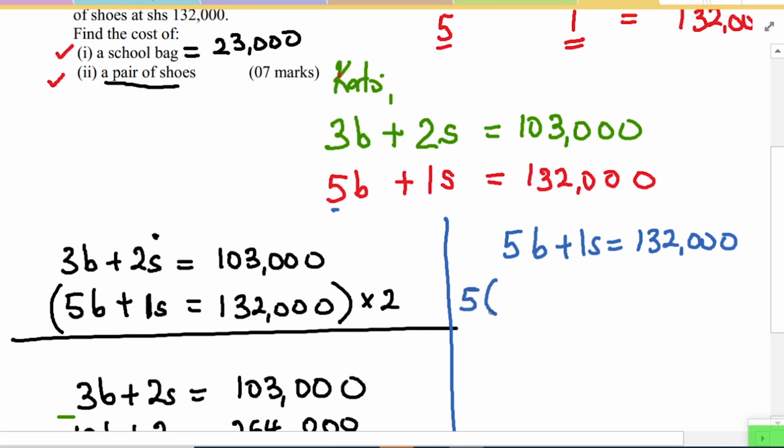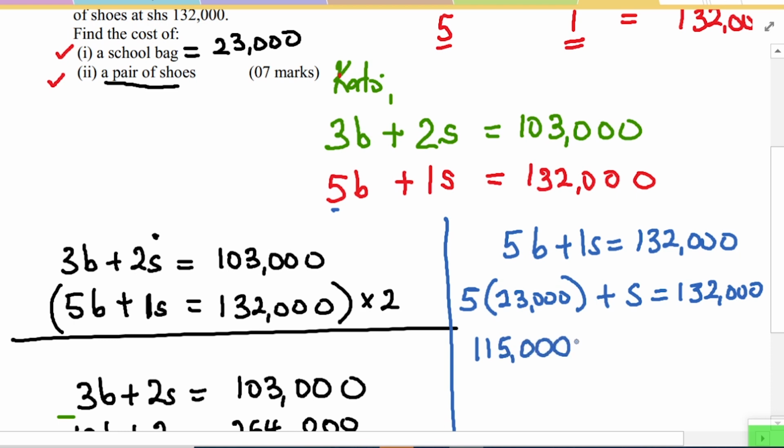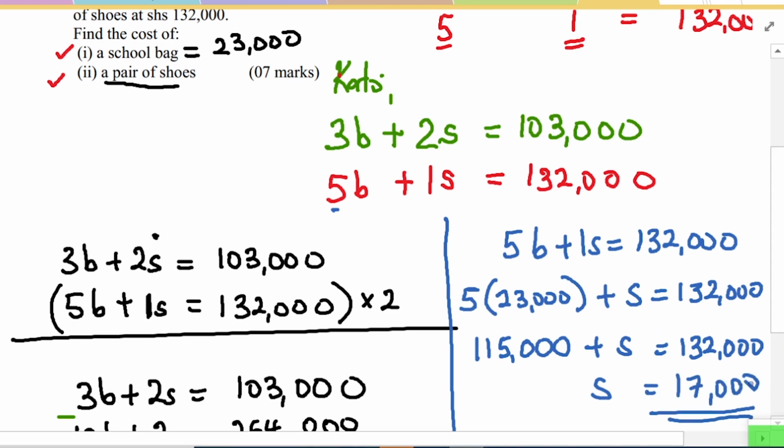Then we shall simply substitute. We have 5 times b. Now the b so happens to be what we got as 23,000, plus 1s, which is the same as s, is equal to 132,000. So this is going to become 115,000 plus s, giving us 132,000. So my value of s here is going to be 17,000. So that's the answer. The pair of shoes costs 17,000.